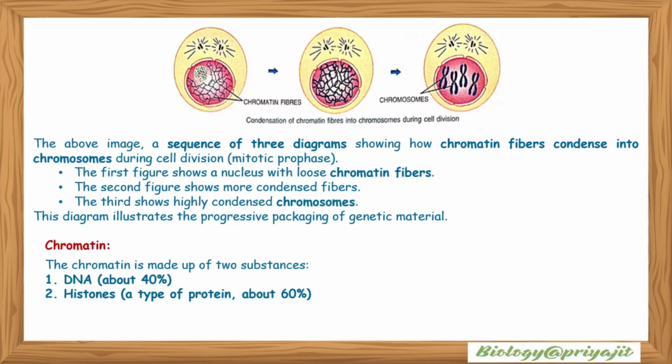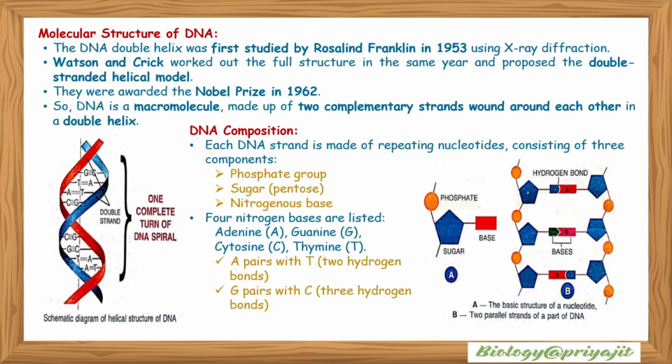The above image is a sequence of three diagrams showing how chromatin fibers condense into chromosomes during cell division or mitotic prophase. The first figure shows a nucleus with loose chromatin fibers, the second figure shows more condensed fibers, and the third shows highly condensed chromosomes. The diagram illustrates the progressive packaging of genetic material. The chromatin is made up of two substances, DNA about 40% and histones, a type of protein, nearly 60%. Now we should study the molecular structure of DNA.